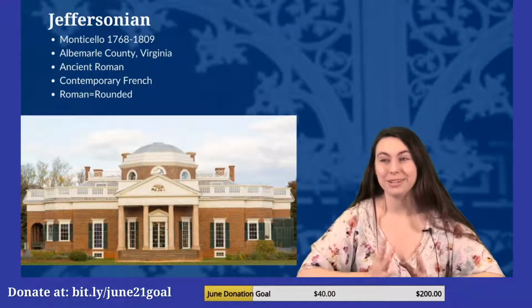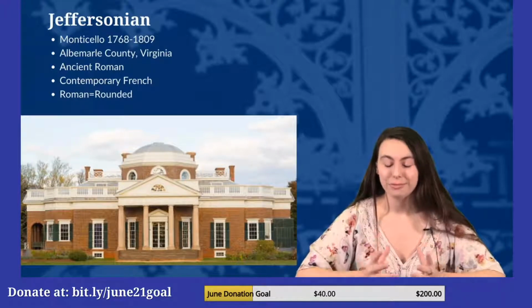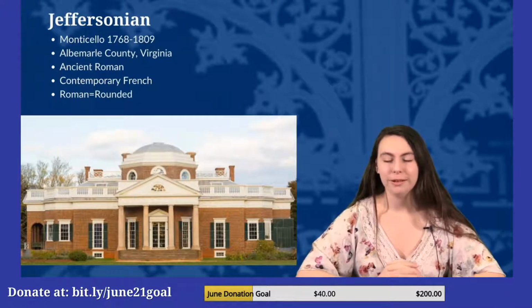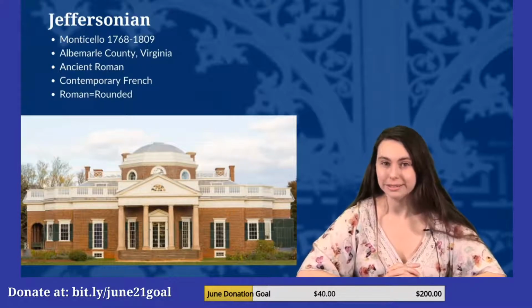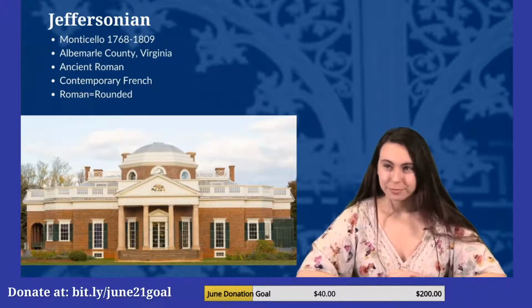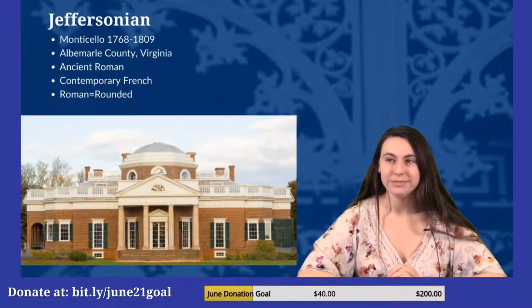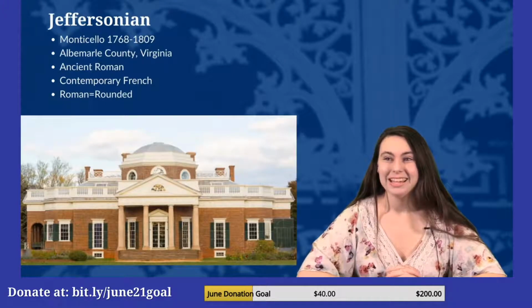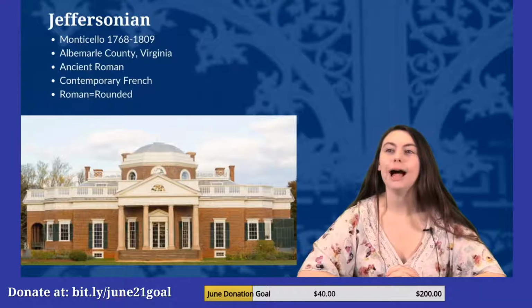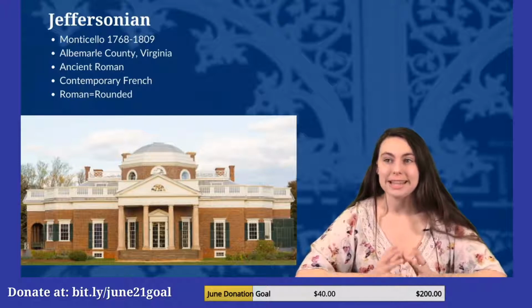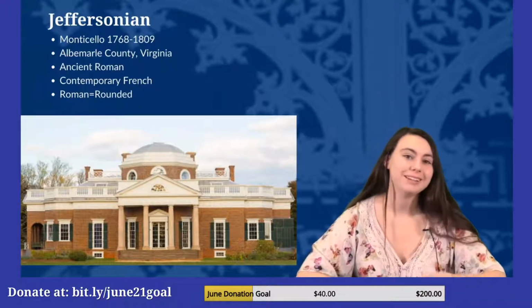So this is Monticello, named in the style of its designer Thomas Jefferson. Thomas Jefferson loved architecture so much and designed so many buildings that a style of architecture is now named after him, which is Jeffersonian. So this is Monticello. It was built from 1768 to 1809 because Jefferson kept adding things to it. It is in Albemarle County, Virginia.